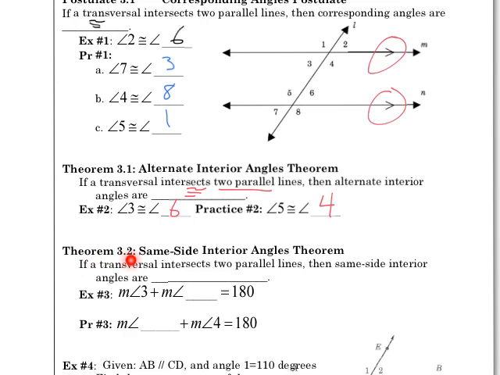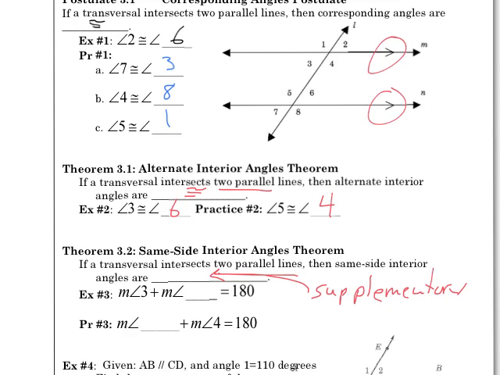Alright, then down here we have theorem 3.2, same side interior angles theorem. This one says if a transversal intersects two parallel lines, again you see it's only with parallel lines, then the same side interior angles are, and I'm going to need room for this, so I'm going to do a little arrow, supplementary. So same side interior supplementary.